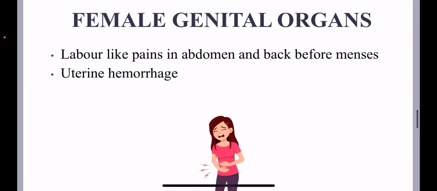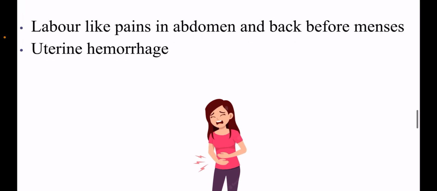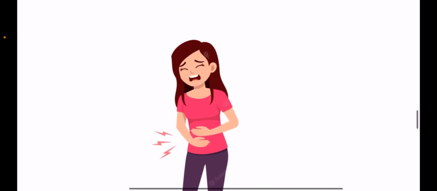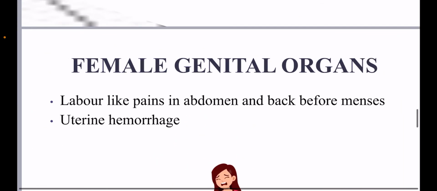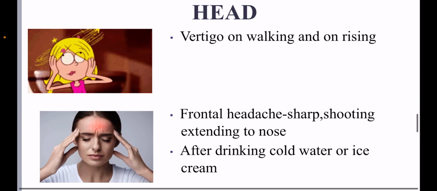Now let us see the female genital organs. Labor-like pains in abdomen and back before menses. There is uterine hemorrhage. You can see the woman is having labor-like pain in the abdomen occurring before the menses. Along with it, there are uterine hemorrhages.